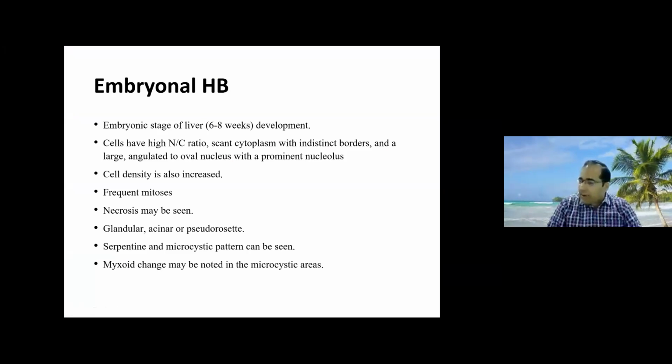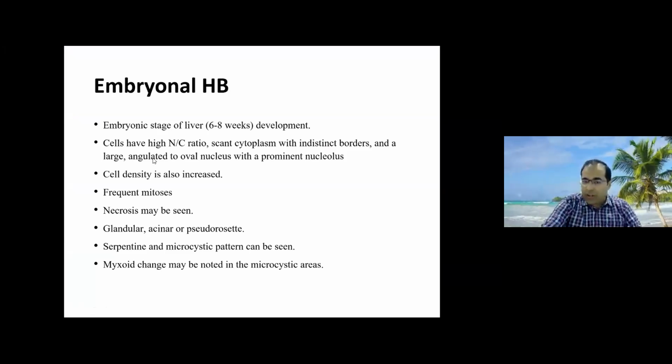Then embryonal hepatoblastoma is a pattern which recapitulates the cells present in the embryonal stage of the liver. So they show a very high nucleocytoplasmic ratio, scant cytoplasm with indistinct borders. There is very high cellularity in these areas. You can see frequent mitosis, you can see necrosis, and they present in a sheet-like, glandular or pseudorosette pattern, and can also show myxoid change.